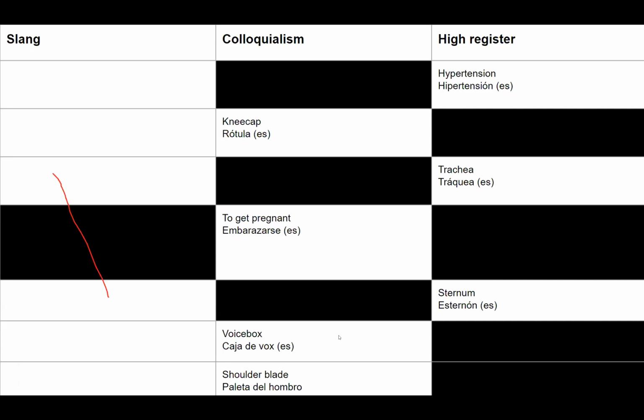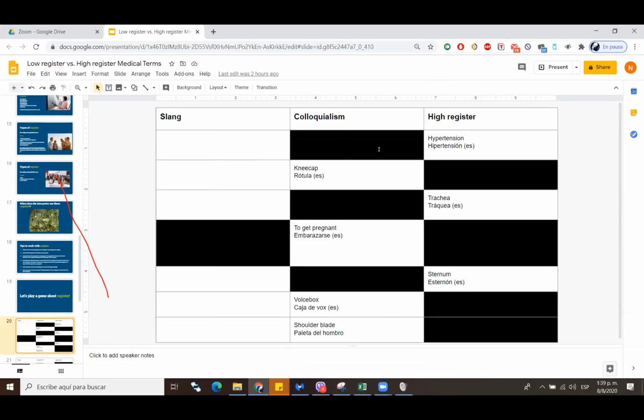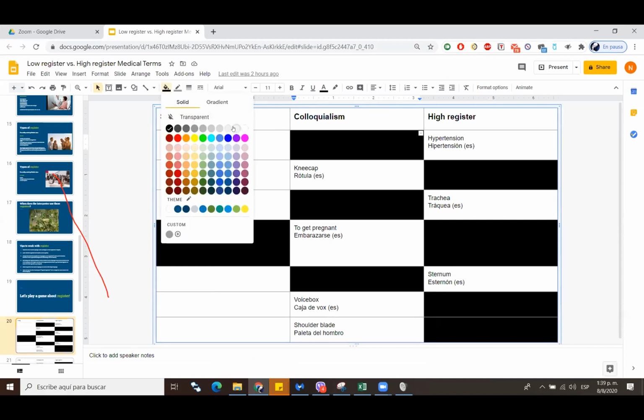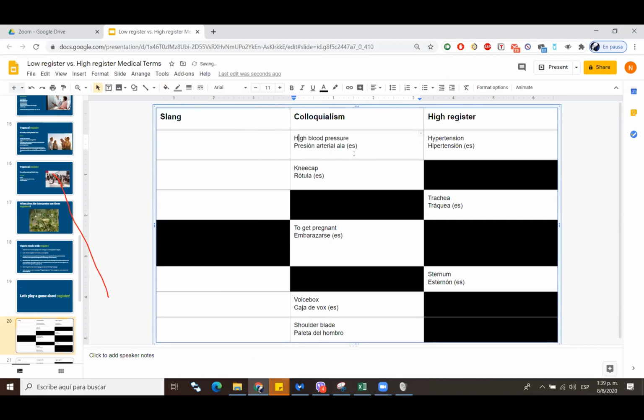Yes. High blood pressure, and in French, tension. Oui. Okay, let me show you. High blood pressure. Yes, that's right. Let me uncover this. Presión alta. Yes, that's right. Okay, now, can you tell me the high register version of kneecap? Can you think about it?